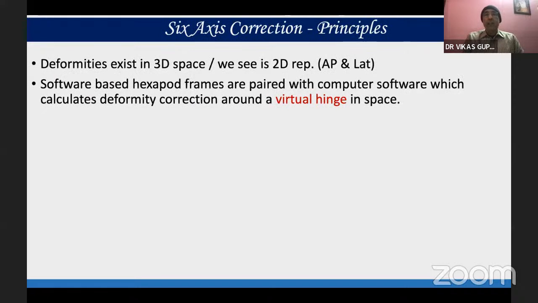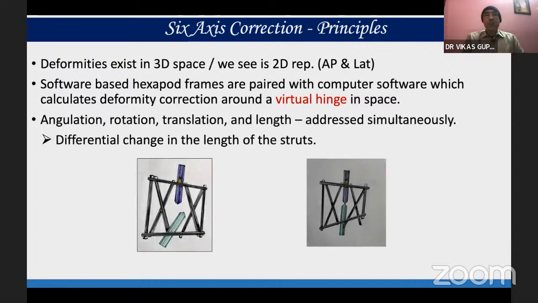We all know that deformities exist in 3D space, but what we see is a 2D representation; we only get AP and lateral. Software-based hexapod frames are paired with computer software, and they help us calculate the deformity correction around a virtual hinge. So we don't use a hinge like we do in a conventional Ilizarov. It's a virtual hinge, and we just need to put in the data and the computer software helps us. Angulation, rotation, translation and length are addressed simultaneously. You can correct all these deformities simultaneously, or even sequentially if you want, by the differential change in the length of the struts. By changing these struts, you can dock the bone segment or correct the deformities.